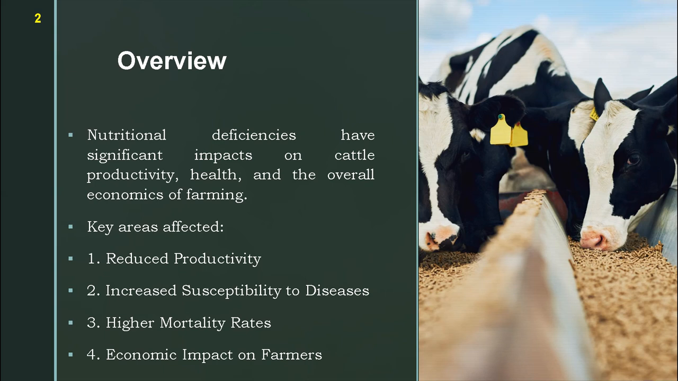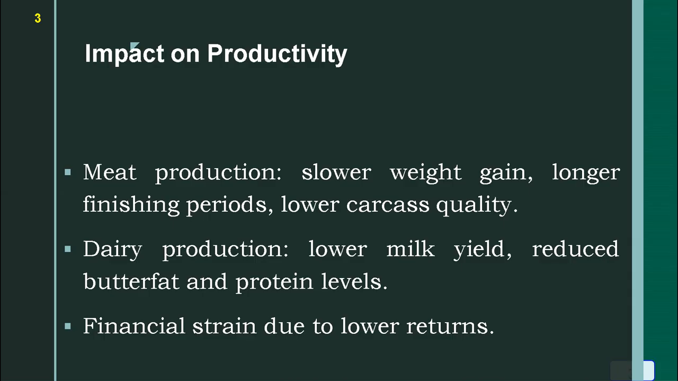The key features affected are: nutritional deficiencies reduce the productivity of the cattle and also increase susceptibility to diseases. Then a higher mortality rate is another problem. And fourth is the economic impact on the farmers, as productivity goes down whenever there is a deficiency of nutrients. So, what is the impact on productivity?